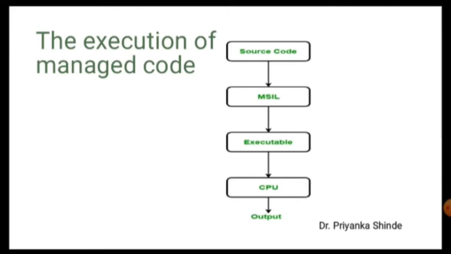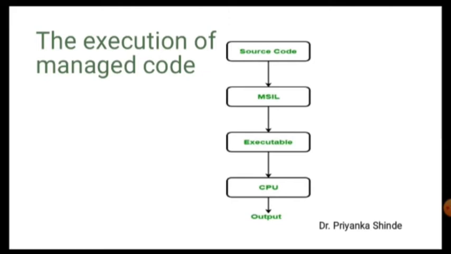The execution of managed code follows this: suppose there is a source code, then it will be compiled and we will get MSIL code, which is executable, and with the help of the CPU it gets the output. The managed code also provides platform independence, because when the managed code is compiled into the intermediate language, the just-in-time compiler compiles this intermediate language into architecture-specific instructions.